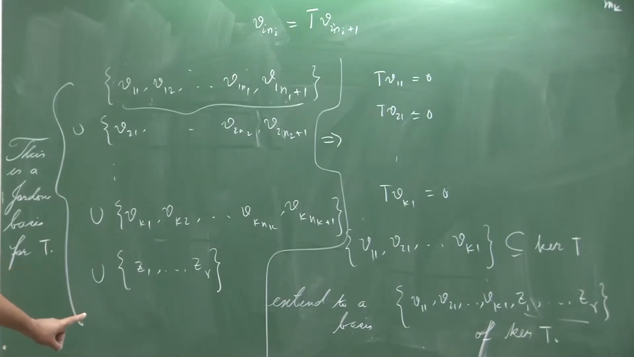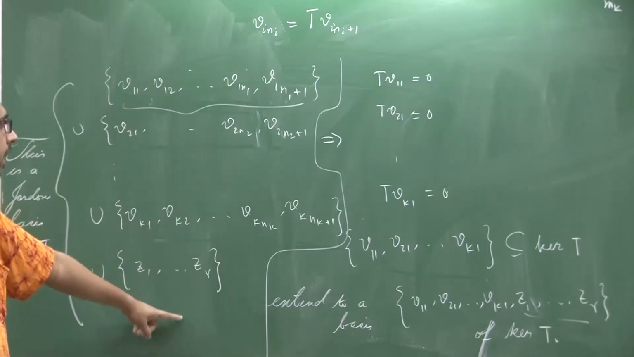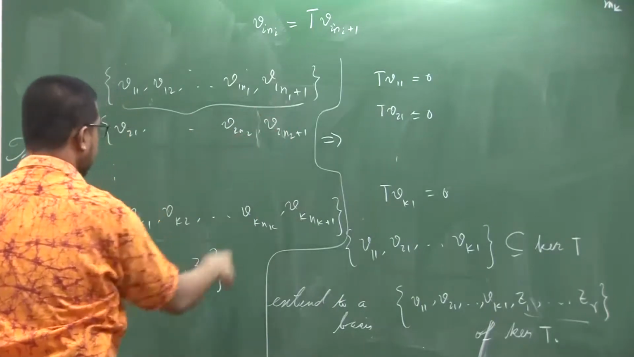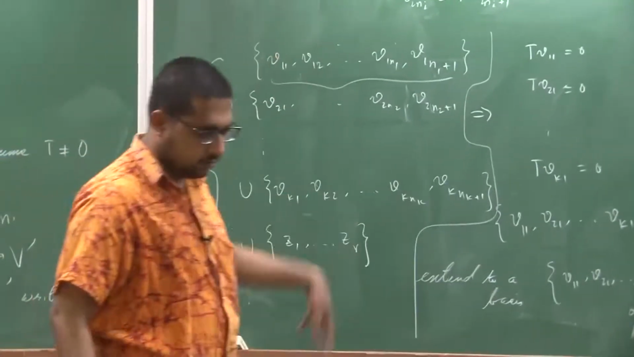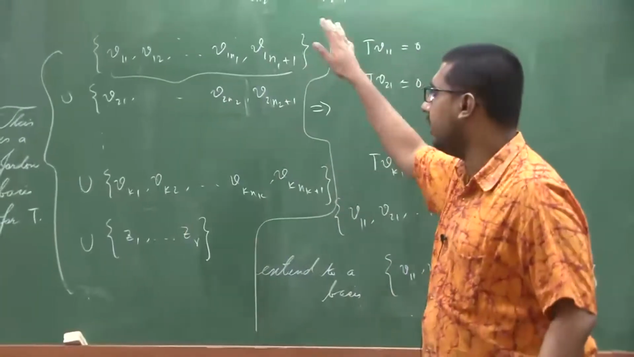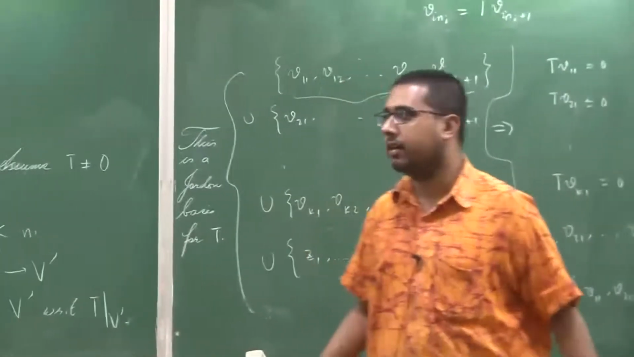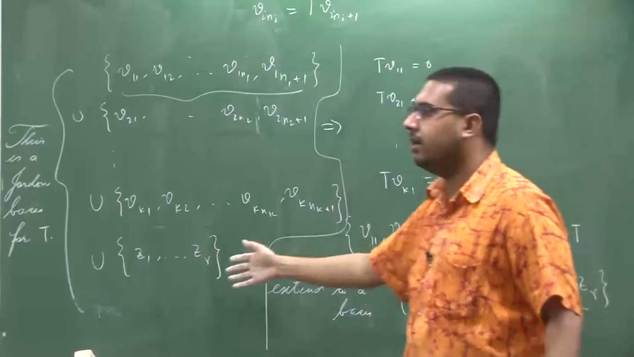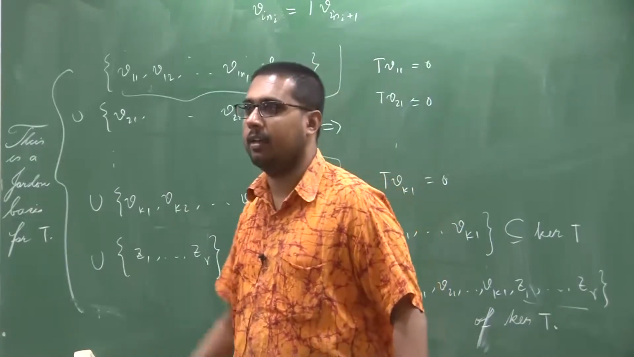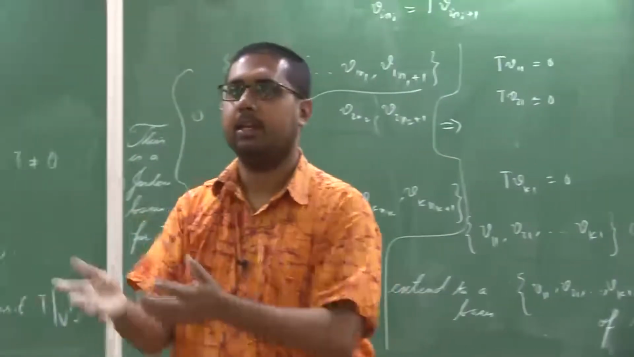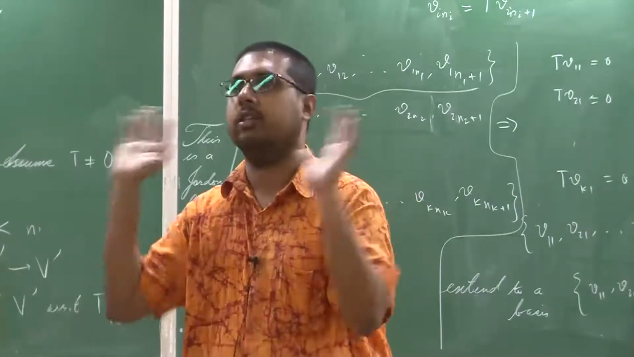So, the hint is the following: use the rank nullity theorem to show that these are correct in number, that is, they are n in number. Then, since they are n in number, it is enough to prove that this set is linearly independent, and that you directly prove by taking a linear combination and applying T. So, they are n in number and linearly independent, so they will be a basis.